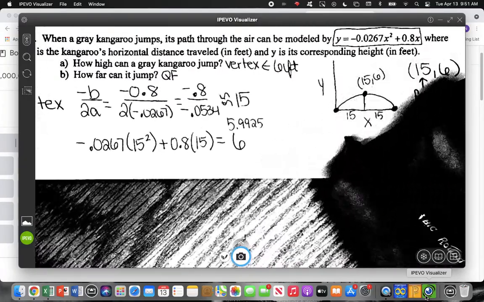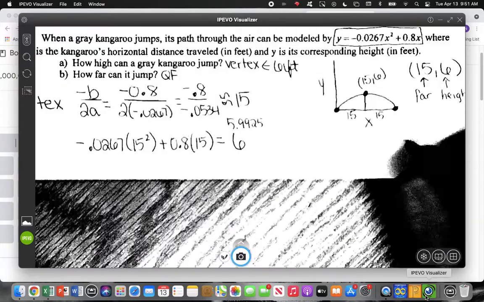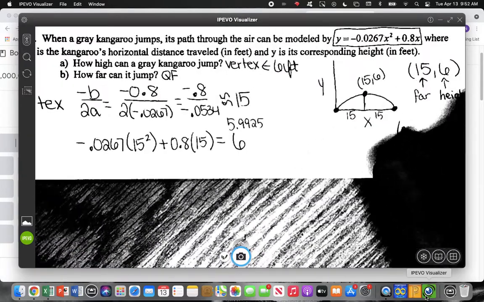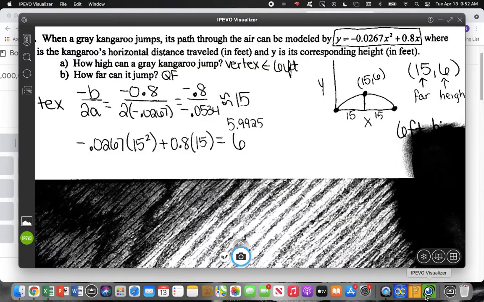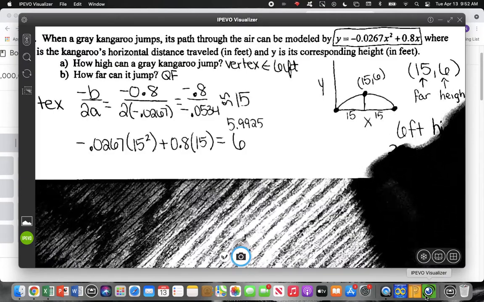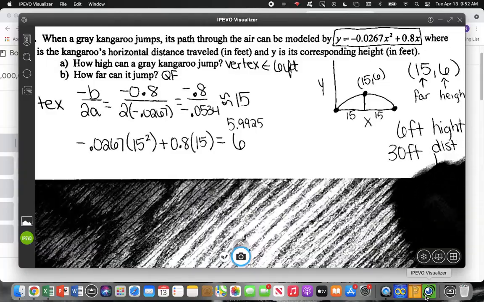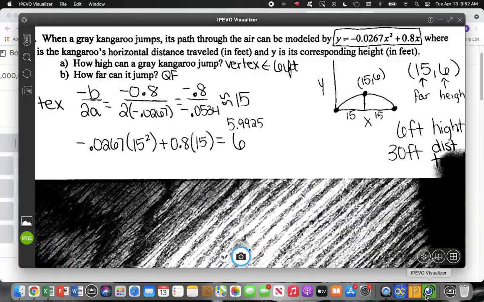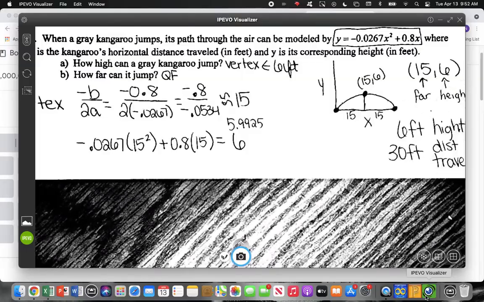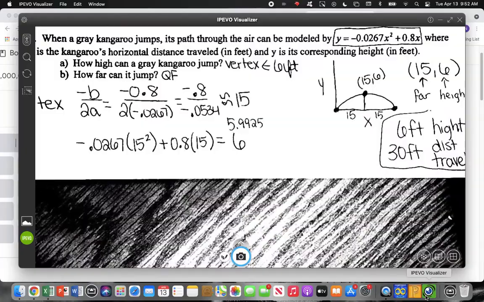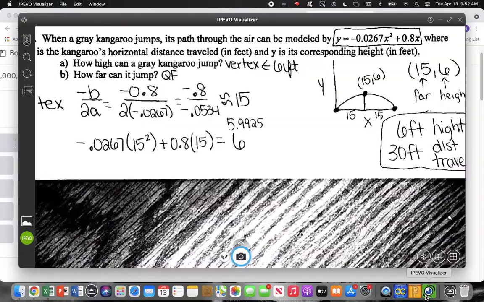So the height for how far it can jump is 30 feet. So I'm going to say 6 feet high and 30 feet for distance traveled. Now, could you do the quadratic formula and get 30 feet as well?